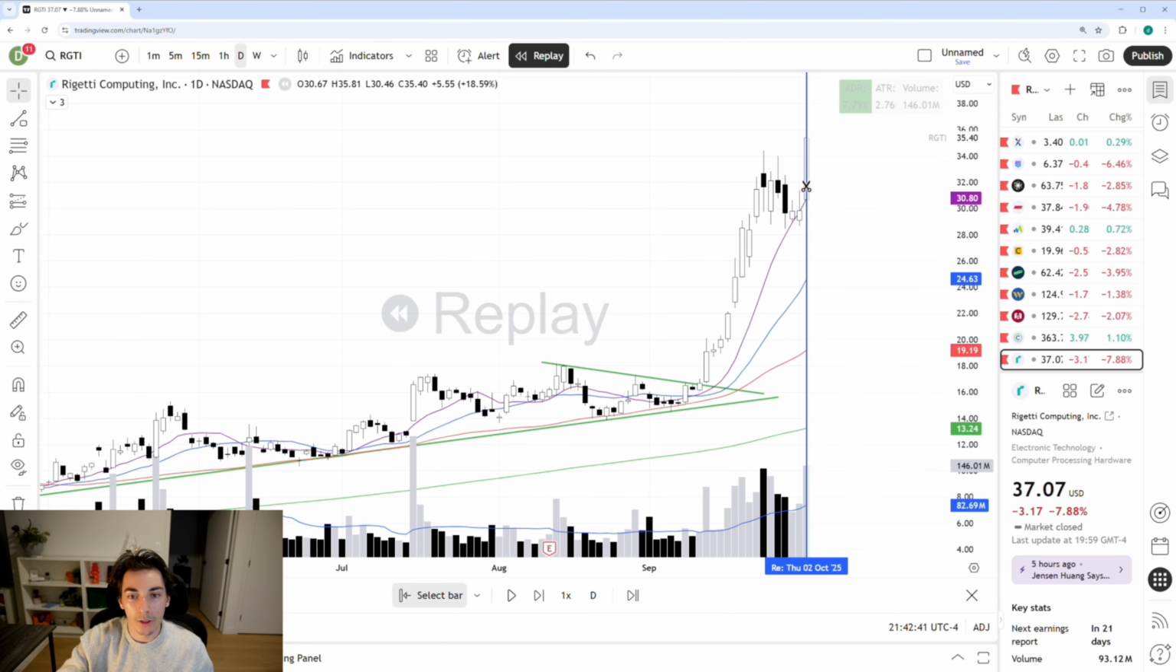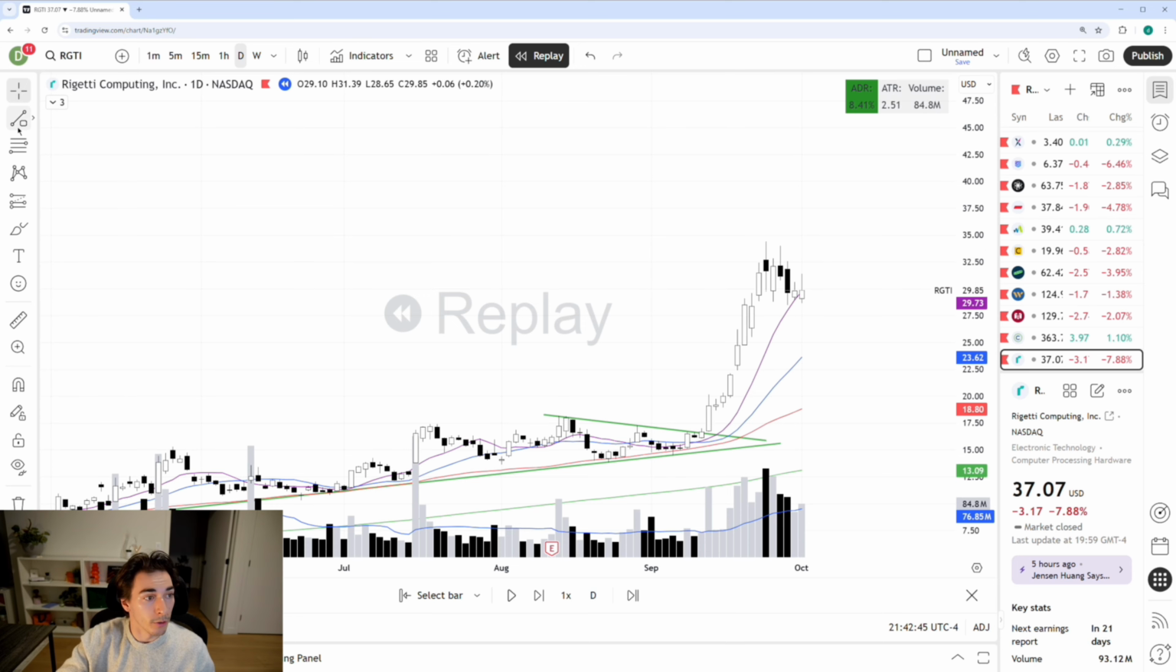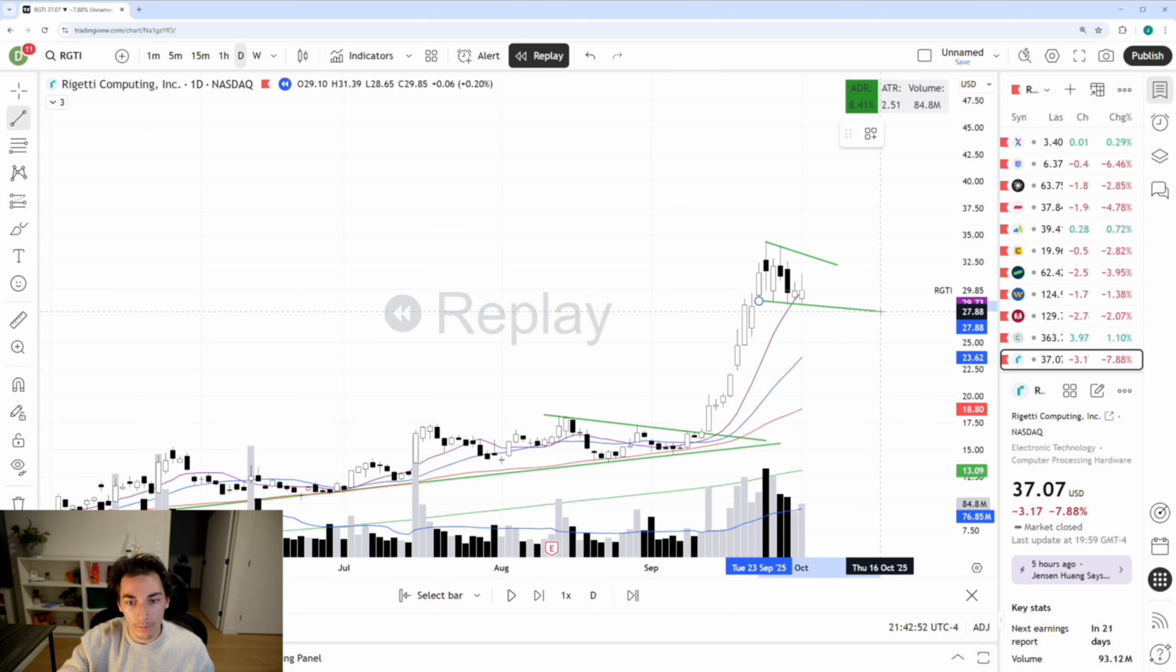All right, so we'll cut this up right here. This built another range, another sort of setup. So let's say we look at it this way, and then this way.